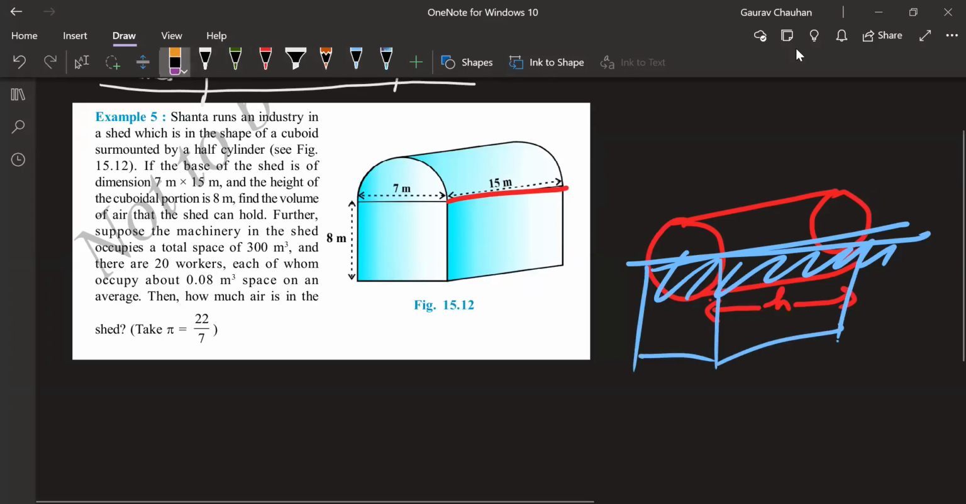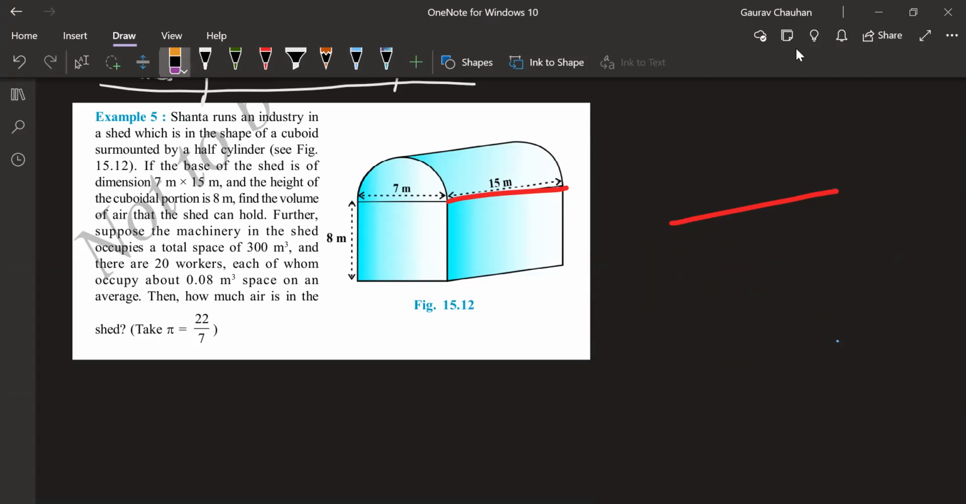The question, see how they phrase the question. They're not asking volume directly. Okay. They're asking us to find the volume of air that the shed can hold. Whether it is volume of air or volume of sand or volume of water, does not matter. Volume is the space occupied. It will change when we talk about mass. We have a question like that. We'll go there. But when we say volume, it's all space occupied by that container. How much space is there in the container?